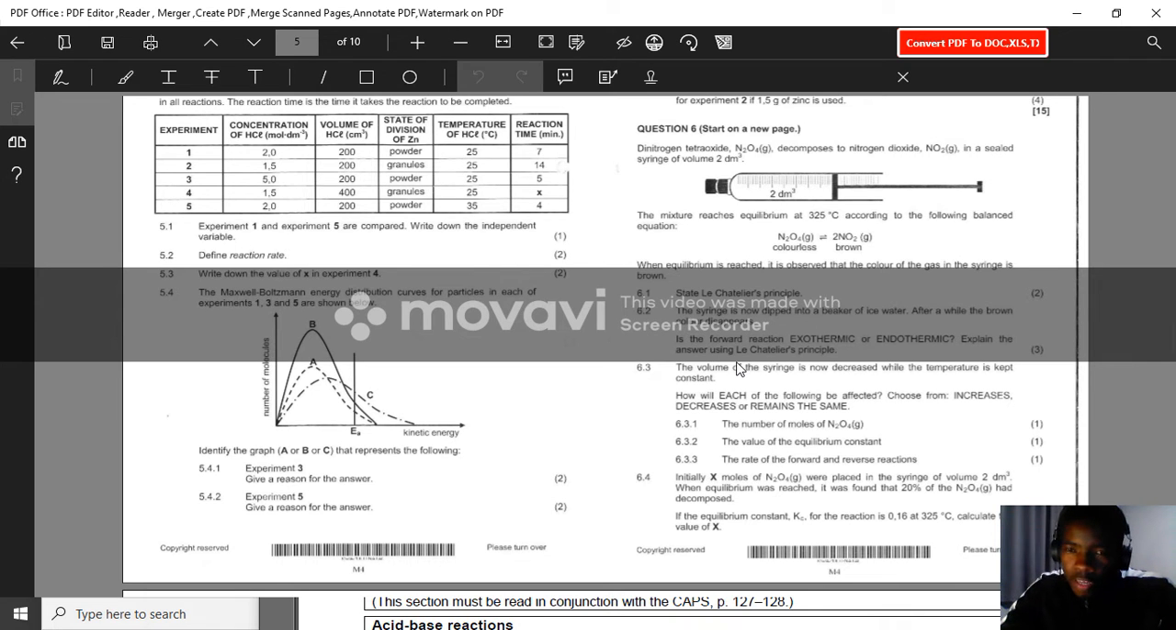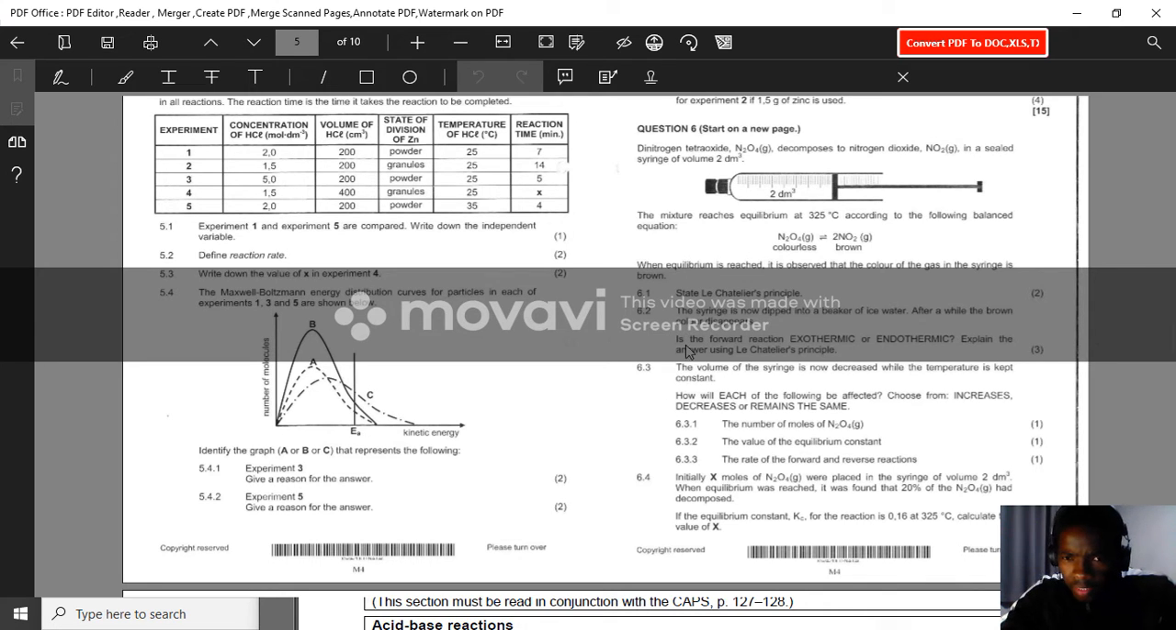into a beaker full of ice. So the aim is to decrease the temperature, because even you, if you put your finger in water, your temperature will actually decrease. So the aim is to decrease the temperature of the syringe.